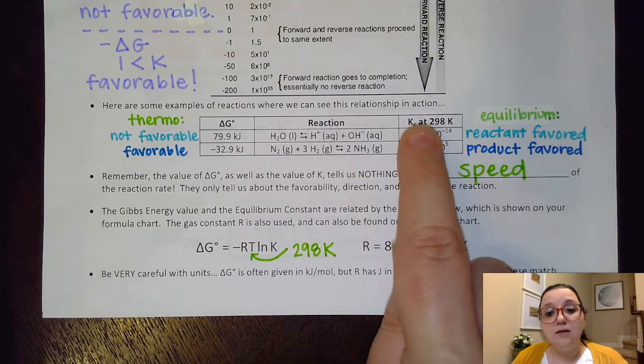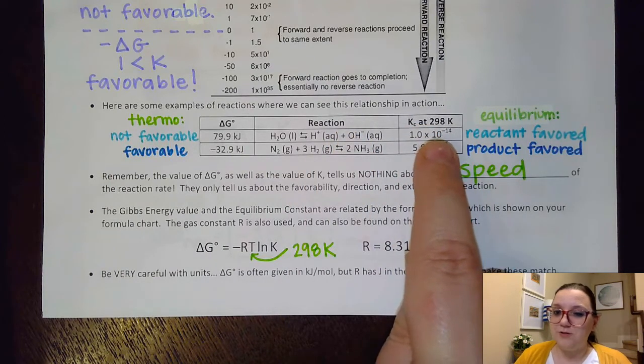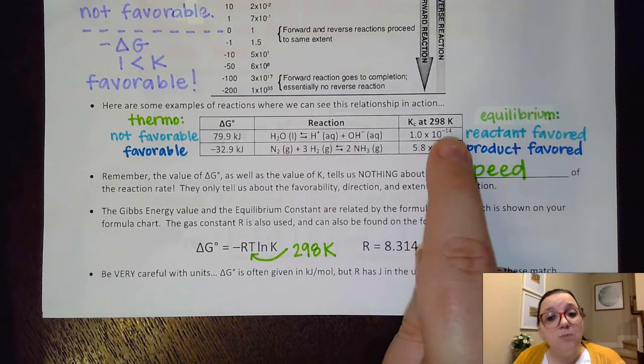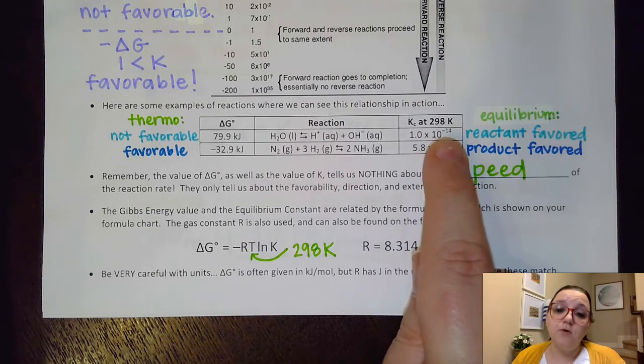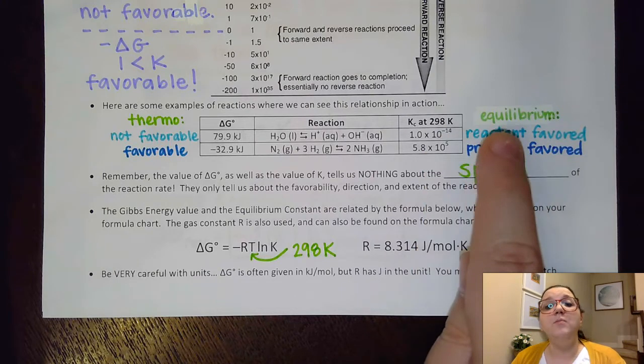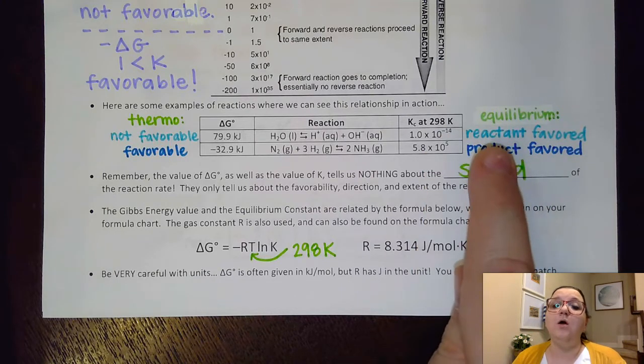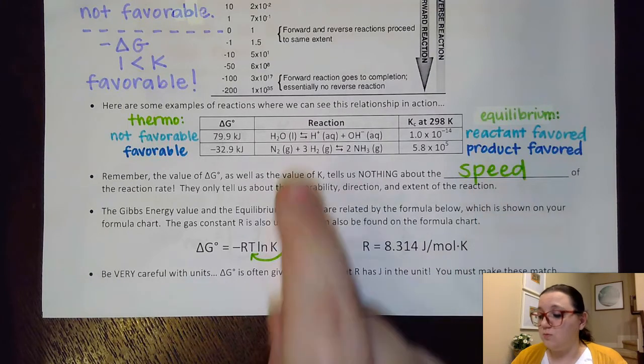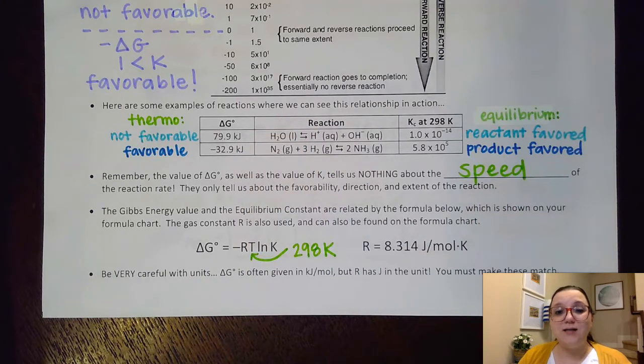Our Kc value, hopefully this value looks familiar. That's that Kw that we recognize for water. And we notice that it's really, really small. We have a negative 14 there for our exponent. So being very tiny, that would mean that from an equilibrium standpoint, we would say that this is reactant favored, which again makes sense because we said most of this is going to stick on the reactant side.